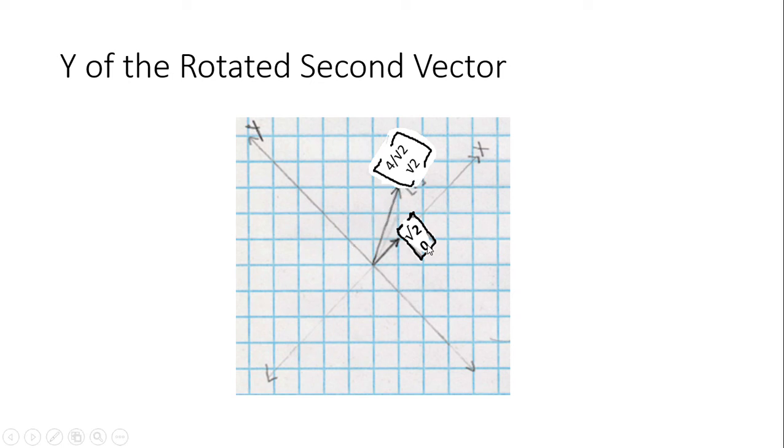And these two columns make up the R matrix, which, as I've shown, is kind of just the rotation of our original vectors.